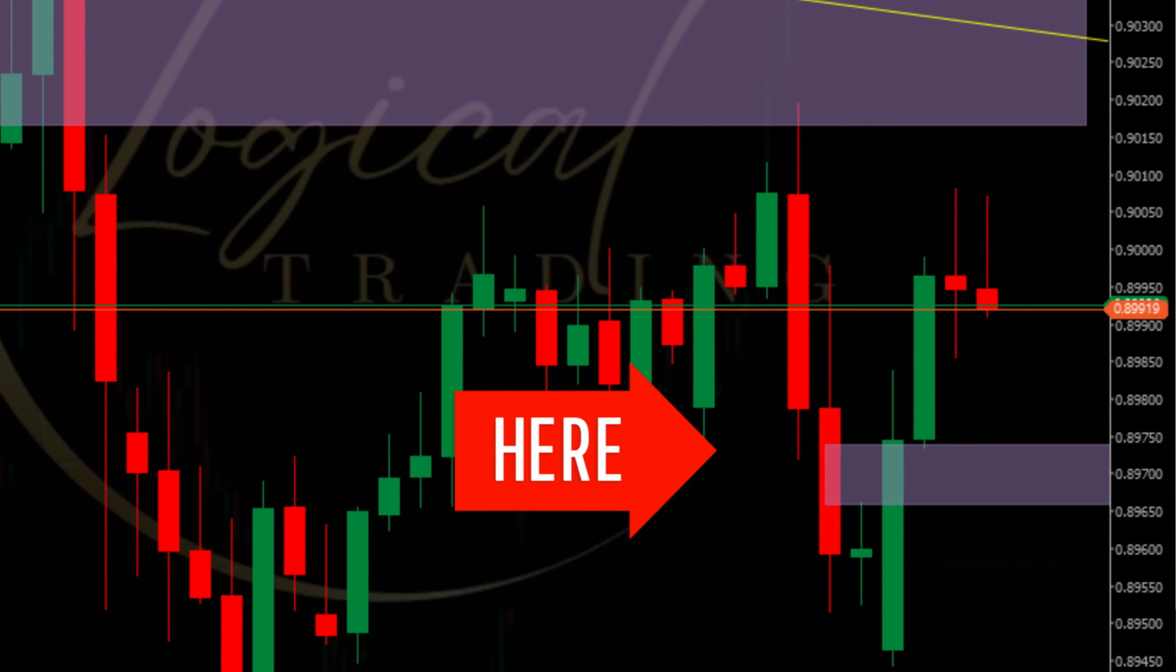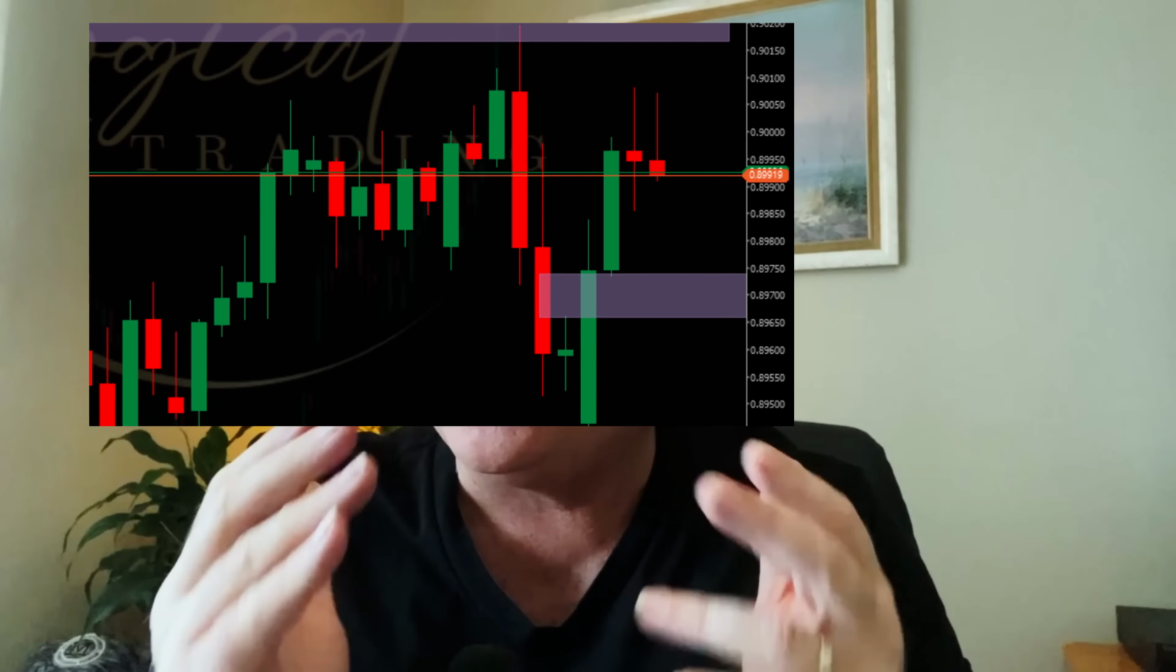What is a fair value gap, and is it something that you can use in your trading? I've been trading for a long time, over 30 years, and I don't use fair value gaps in my trading, but it is something that you need to know about. I sometimes look at it and I sometimes see it. I believe it's very much an ICT concept.